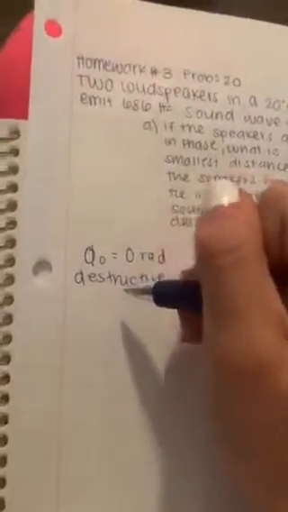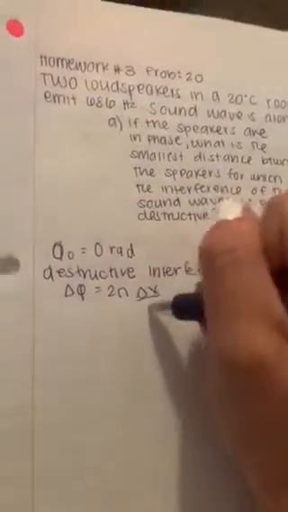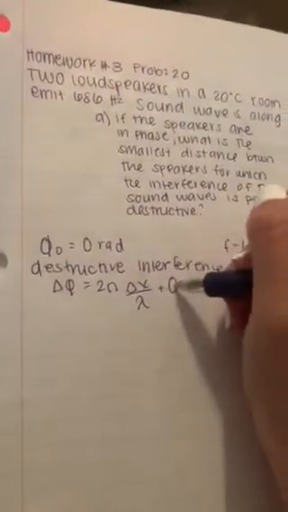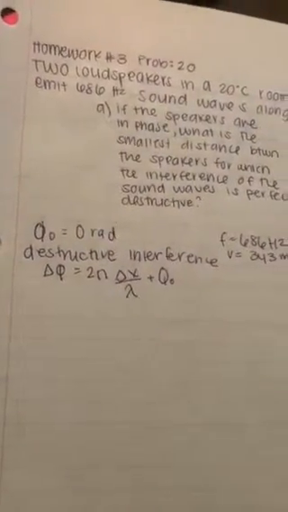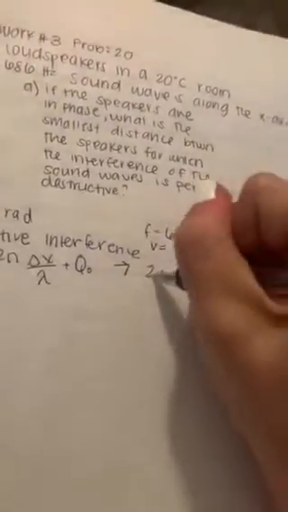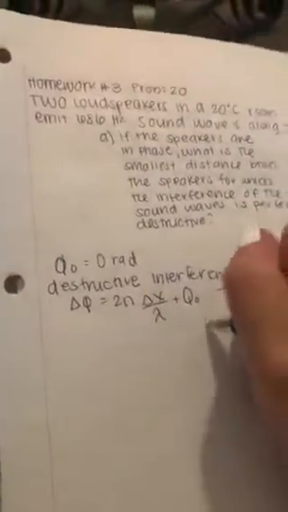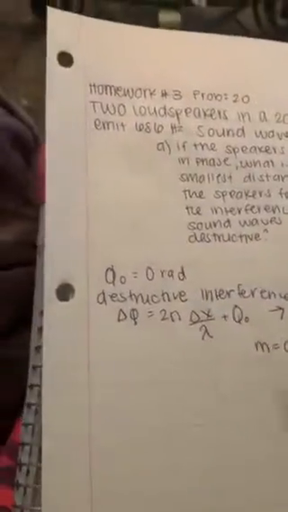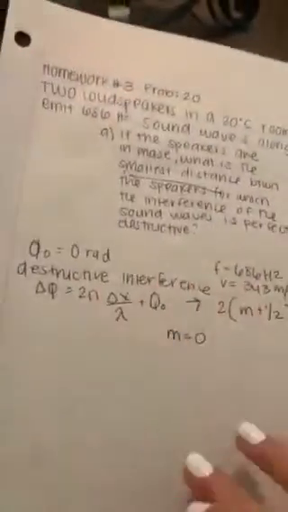So we're going to be using this formula for phase change. And we can ultimately use this as well. And then for M, it's going to be a positive number, but we're going to use M equals 0 because it says the smallest distance up here. Smallest distance. So we're going to use M equals 0.